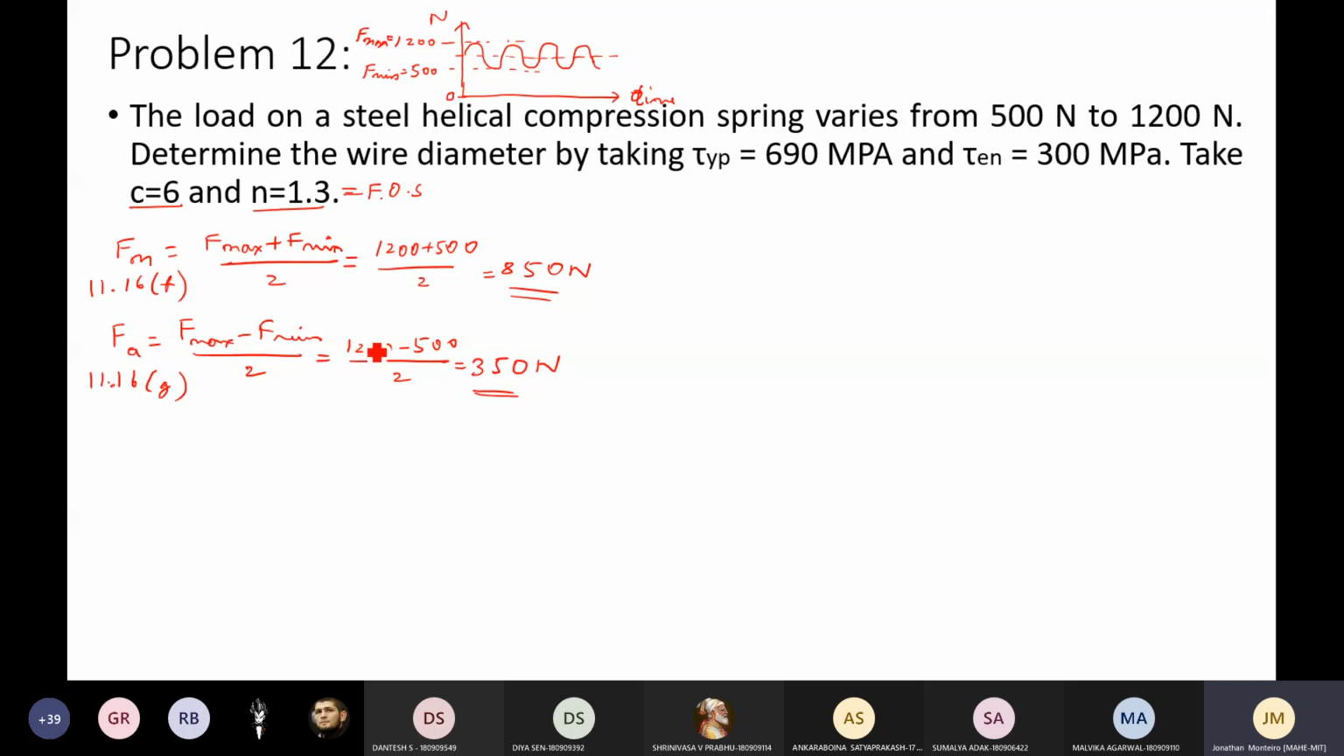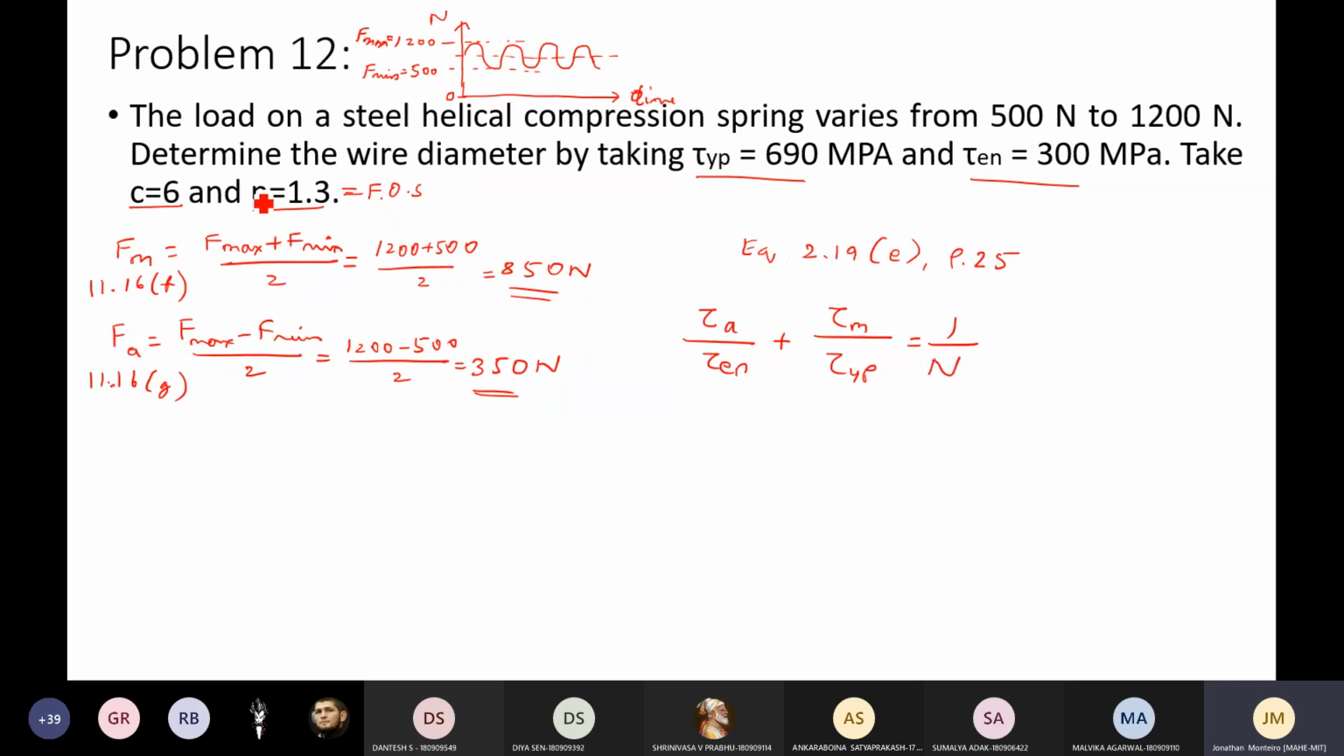Now, what equations to use, given that tau yp is 690 and tau endurance is 300? Soderberg equation. So if you remember chapter 2 in the data handbook, first let us understand equation 2.19e, page 25 in your data handbook. You have used it in the previous semester. Tau a by tau endurance plus tau m by tau yp must be equal to 1 by n.